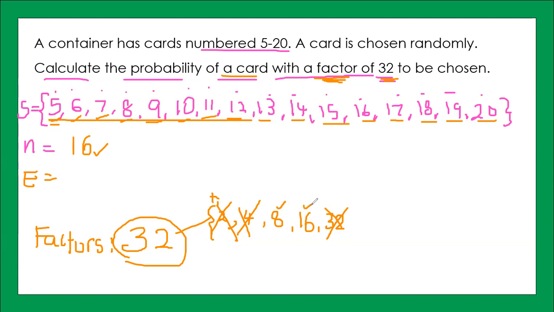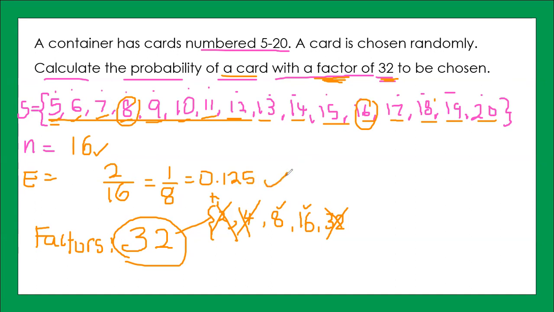Where did we get 9 from, Gloria? I don't think 9 is a factor of 32. 9, 18, 27, 36. Got it? So we have only 8 and we have 16, which means our probability is only 2 events out of 16 possible outcomes here. And that simplifies to 1 over 8. And if you want to write it as a decimal, 0.125.